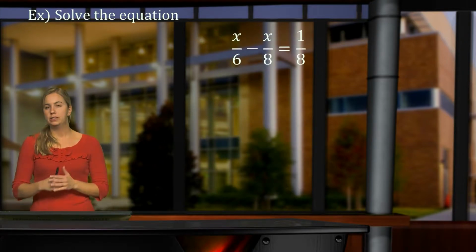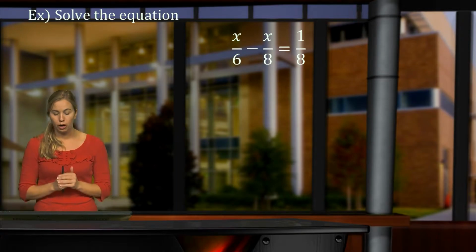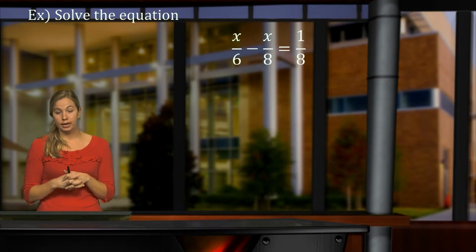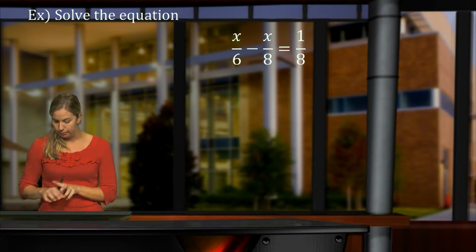All right, so let's look at this next example that involves fractions, which are everyone's favorite, I'm sure. But typically not, actually. So in order to clear the fractions, we want to multiply through by the LCD, the least common denominator.